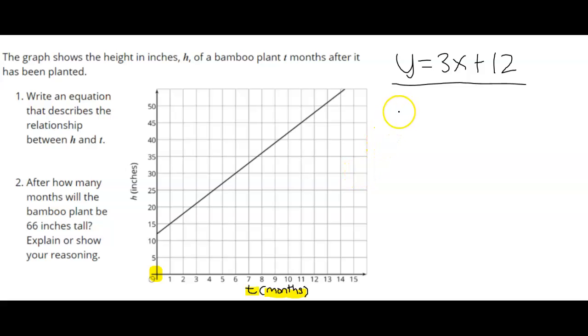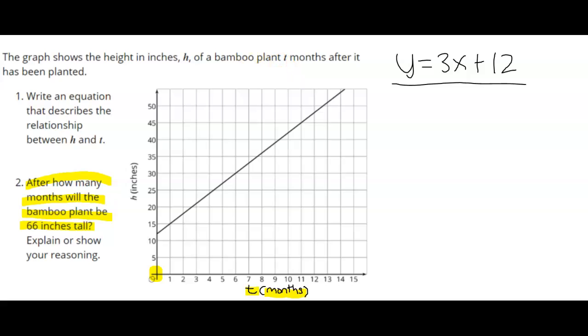So now we've created the equation that they asked us over here. Let's go ahead and talk about that relationship. So let's take a look at number two. Number two says, after how many months would a bamboo plant be 63 inches tall?